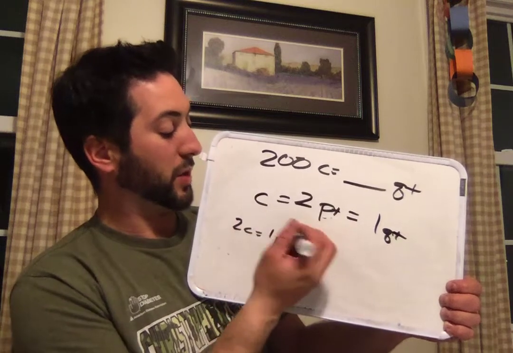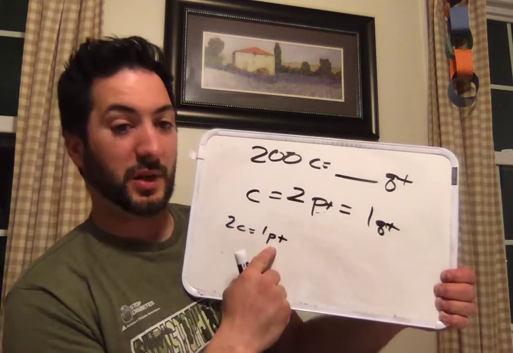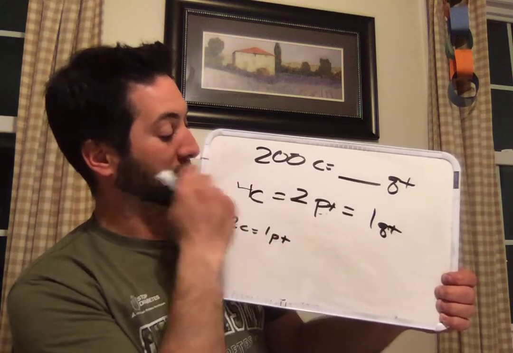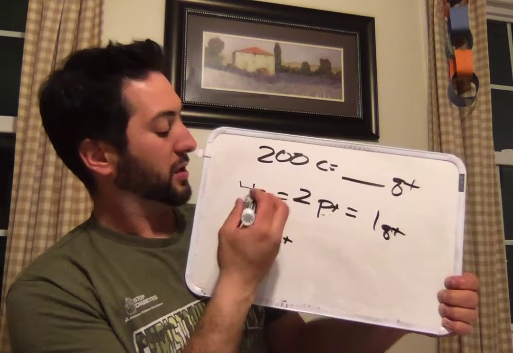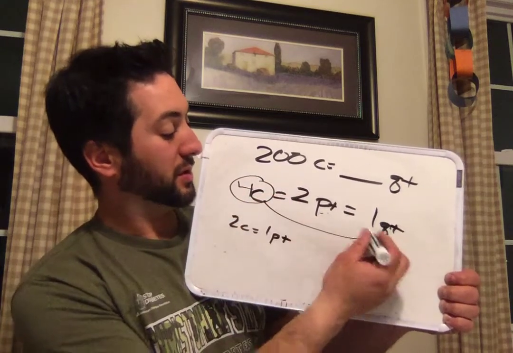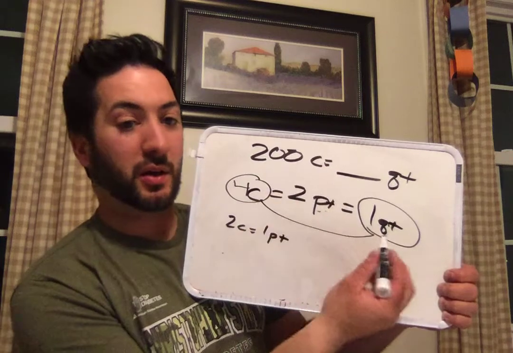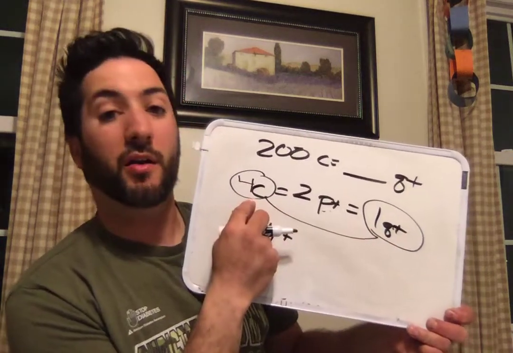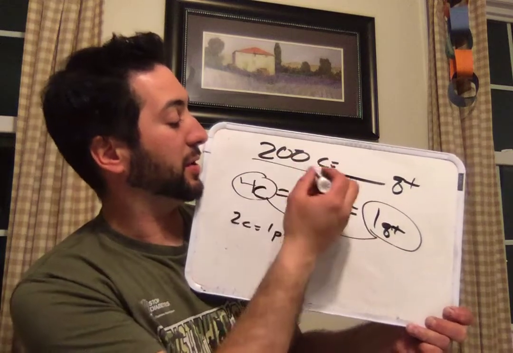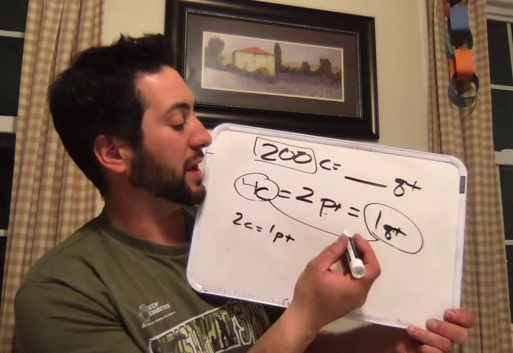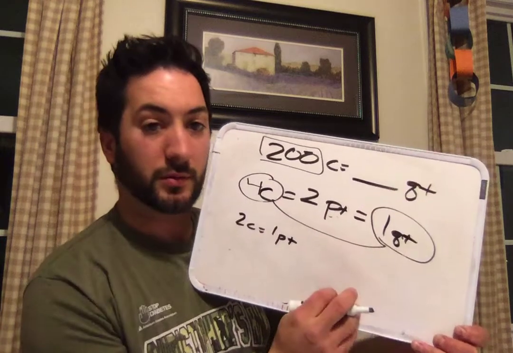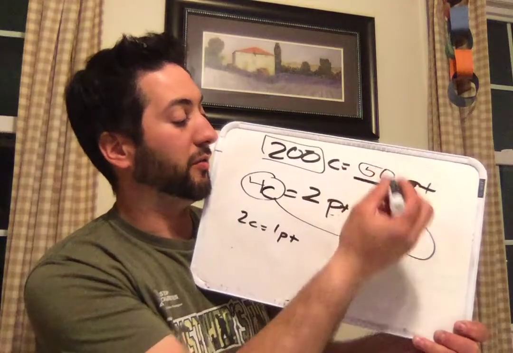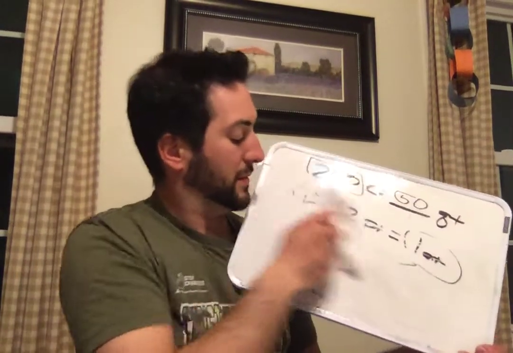So therefore, cups is twice as big as pints, right? So if I have 2 pints, I'm going to have twice as many: 4 cups equals 2 pints, right? Which equals 1 quart. So that means cups are how many times bigger than quarts? How many times bigger is this one than this one? This is 4 times bigger than this, right? So this number should be 4 times bigger than that. What times 4 gives you 200? 200 divided by 4 equals 50. Got it? All right.